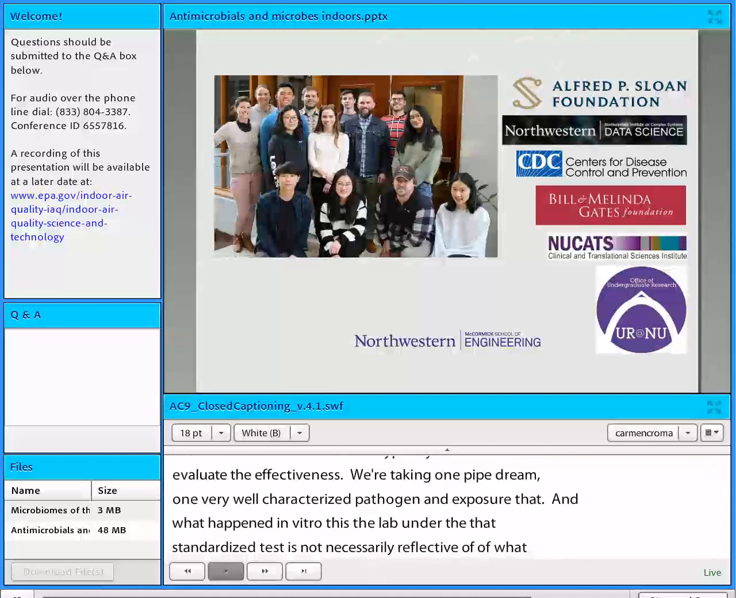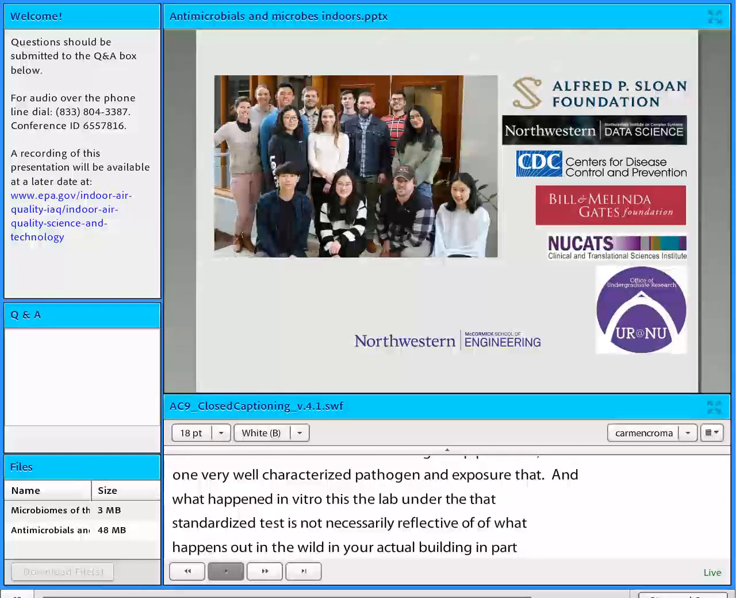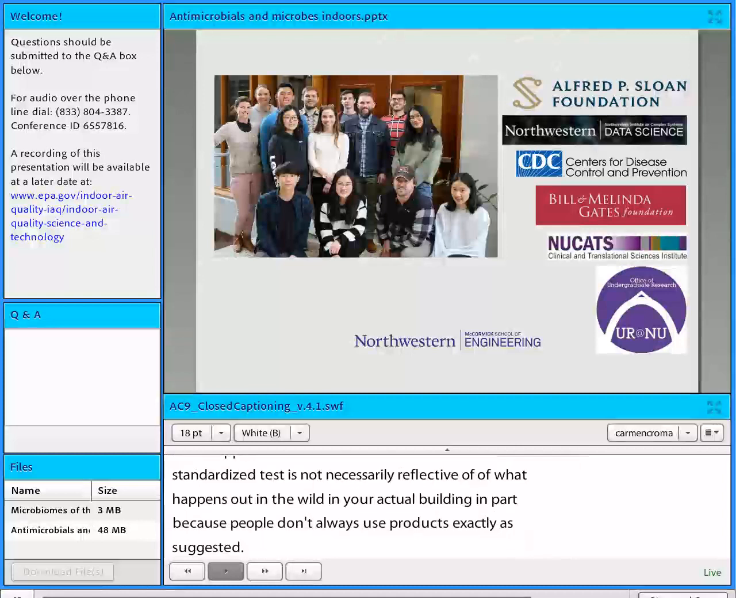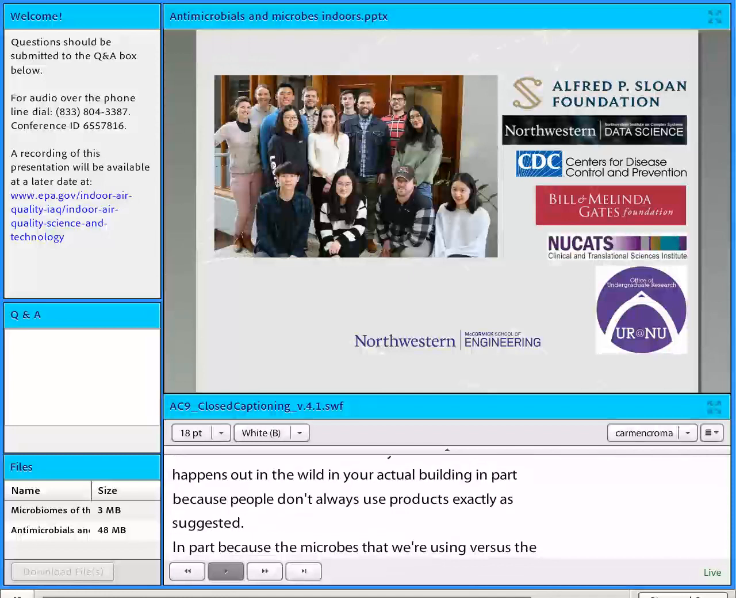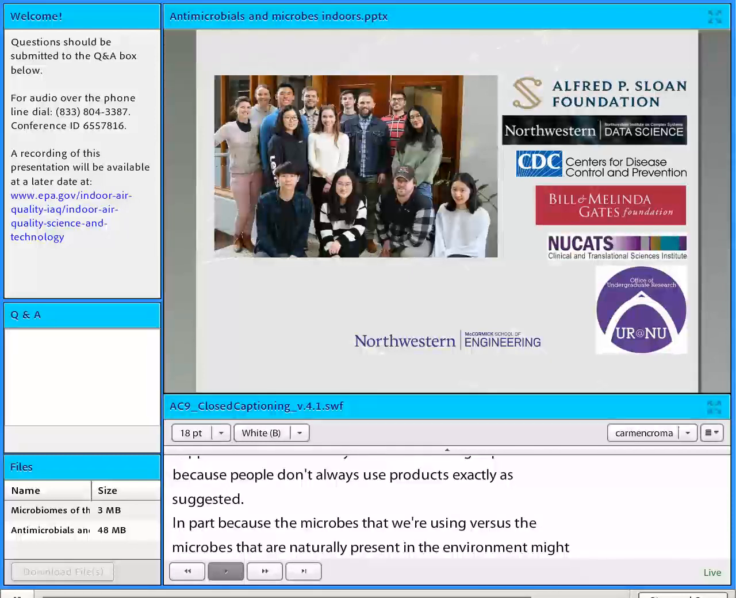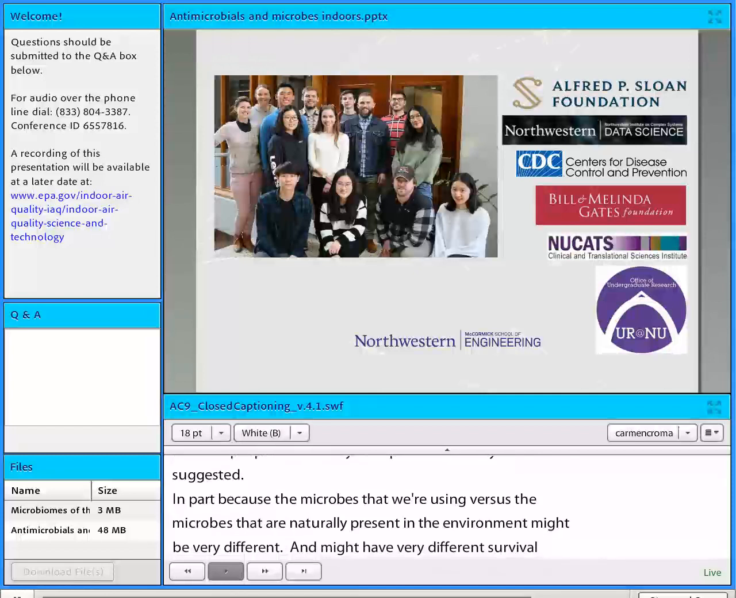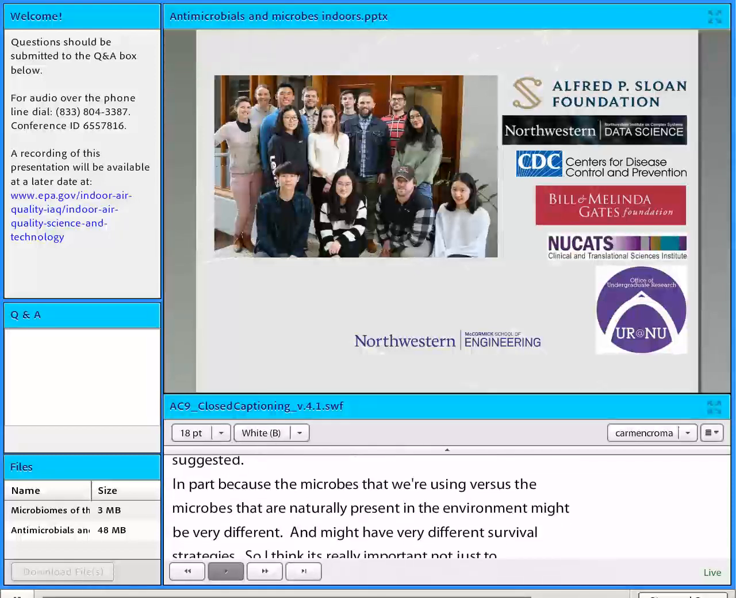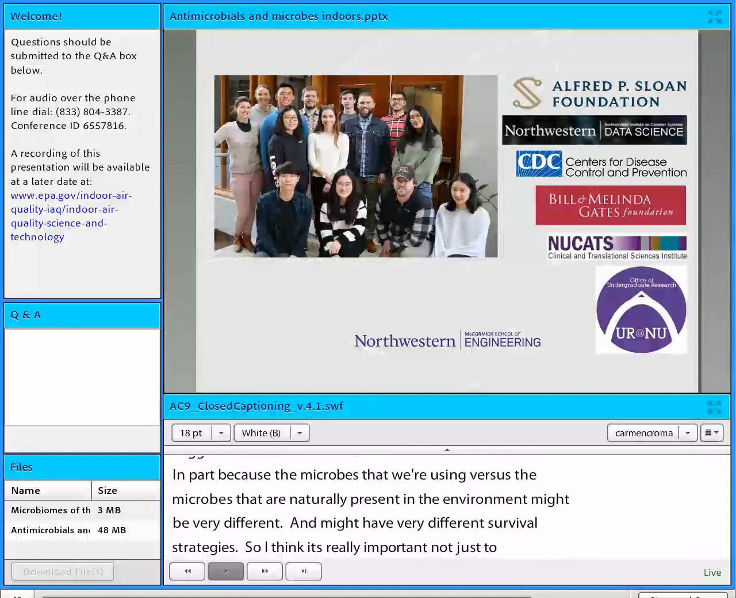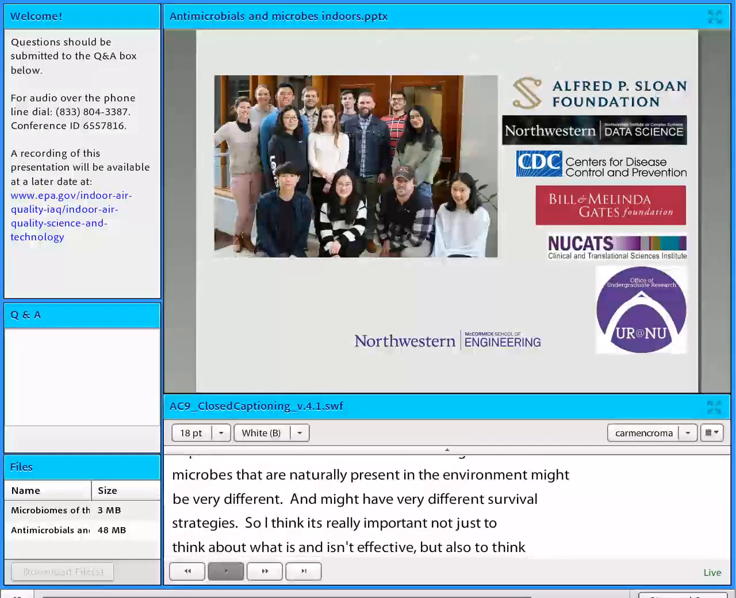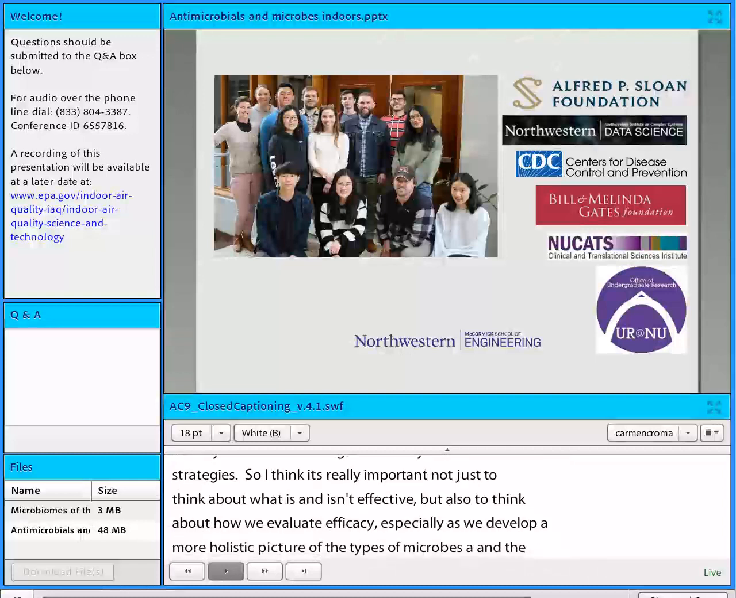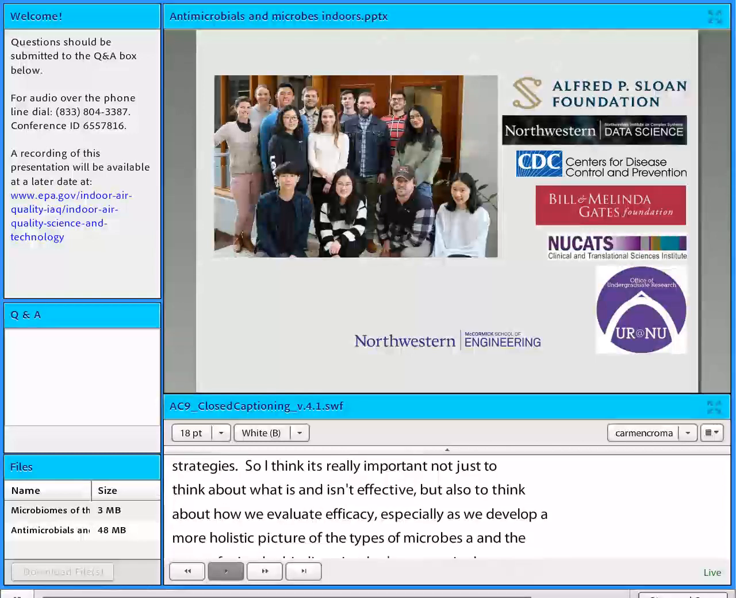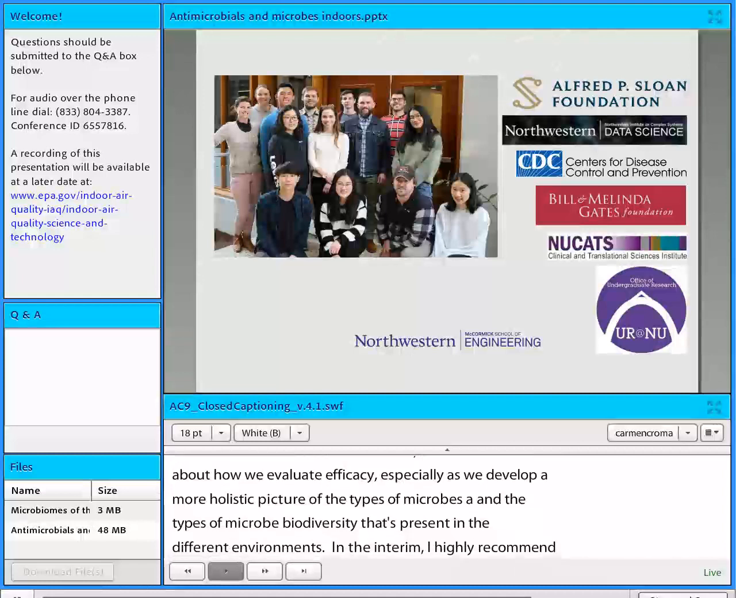In part because people don't always use products exactly as suggested, and in part because the microbes that we're using versus the microbes that are naturally present in these environments might be very different, and they might have very different survival strategies. So I think it's really important not just to think about what is and isn't effective, but also to think about how we evaluate efficacy, especially as we develop a more holistic picture of the types of microbes and the types of microbial diversity that's present in these different environments. In the interim, I highly recommend that you use plain soap and water.